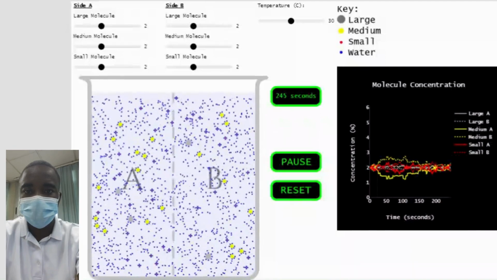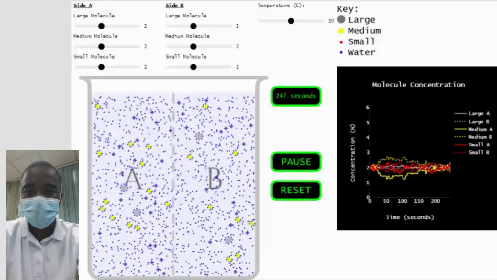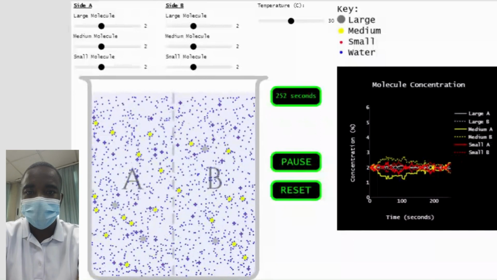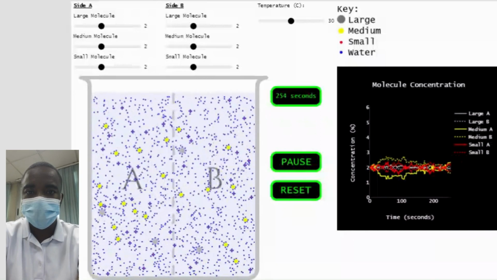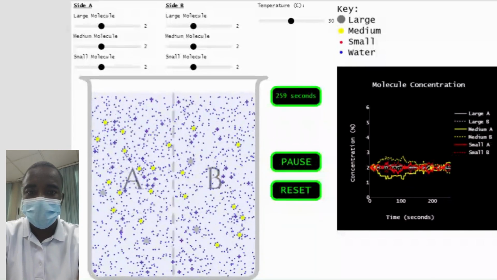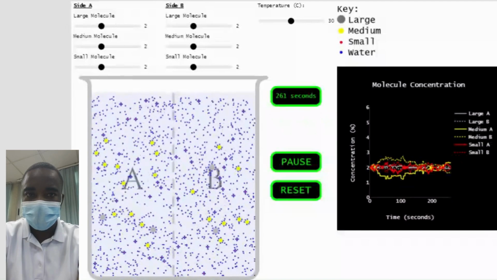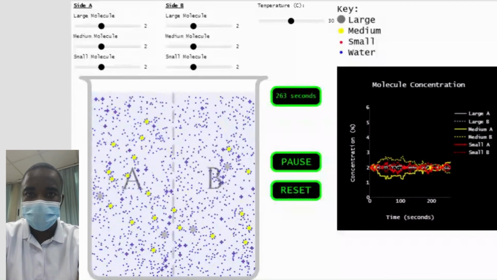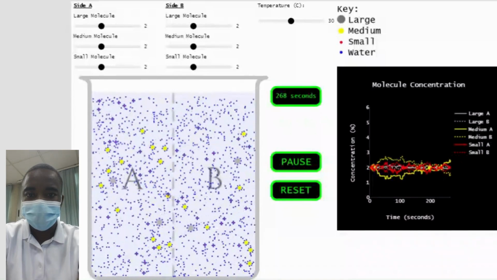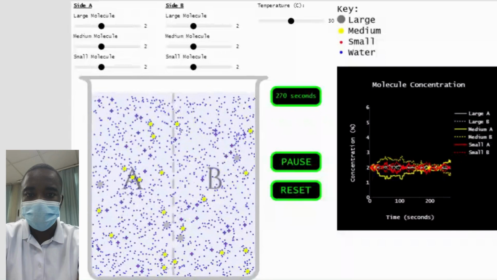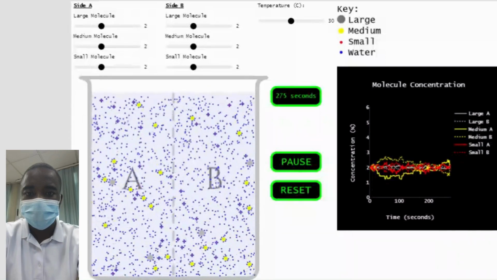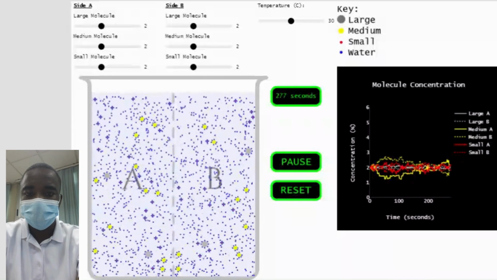1. Interactive learning. The simulation provides an interactive platform where students can actively engage with the concepts of diffusion, osmosis, and selective permeability. By adding different solutes and observing their movement, students can gain a deeper understanding of these fundamental principles. 2. Visual representation. The visual nature of the simulation makes abstract concepts more tangible. Students can observe the movement of molecules in real time, helping them to grasp complex ideas more easily.